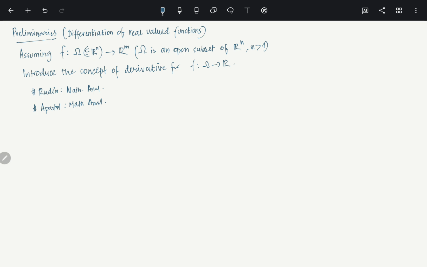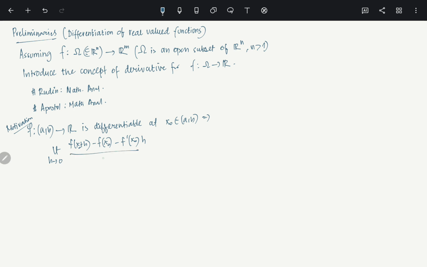So let me introduce the concept. This is the motivation. Let's say f is from (a, b) to R and is differentiable at a point x naught in (a, b). What does that mean? It means that the limit as h tends to 0 of f of x naught plus h minus f of x naught minus f prime of x naught times h, divided by h, is 0. This is what it means.